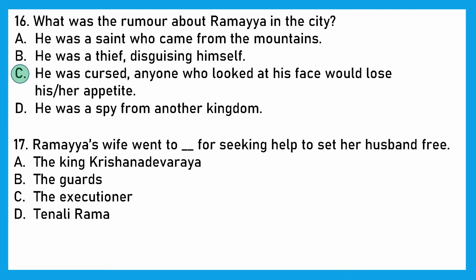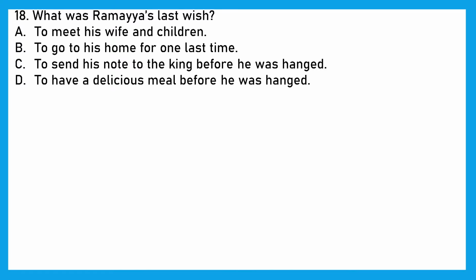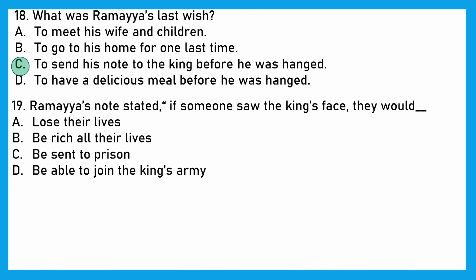Question 17. Ramaiya's wife went to Dash for seeking help to set her husband free. Whom did she go to? It was Tenali Rama. Option D is the right answer. Question 18. What was Ramaiya's last wish? Do you recall the last wish of Ramaiya? And the right answer is option C. To send his note to the king before he was hanged. Question 19. Ramaiya's note stated if someone saw the king's face, they would lose their lives. Option A is the right answer.